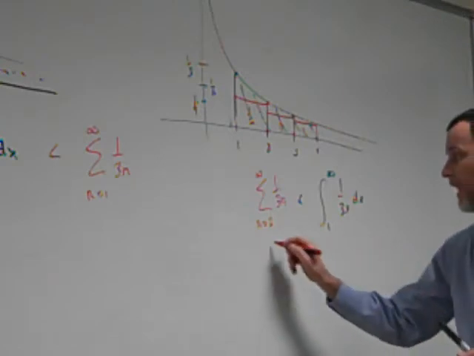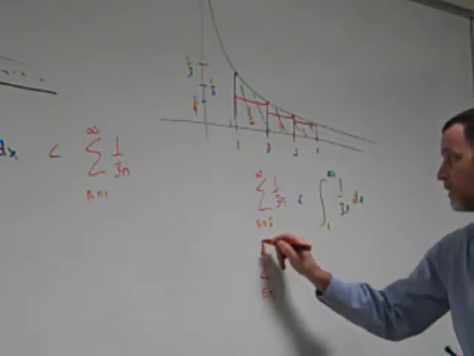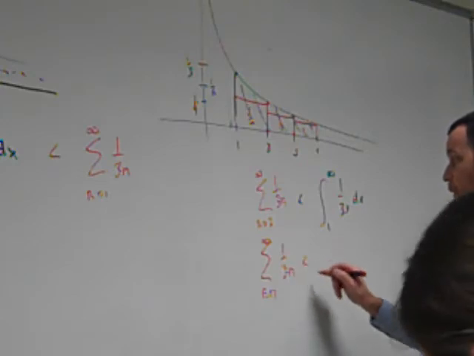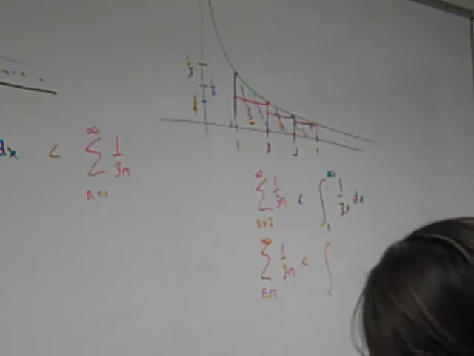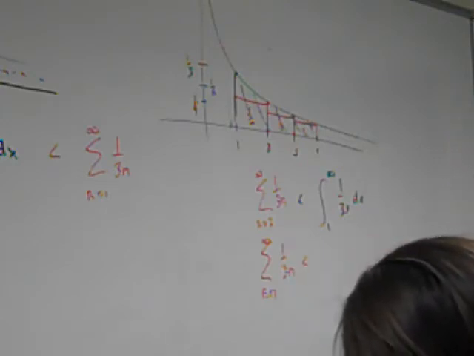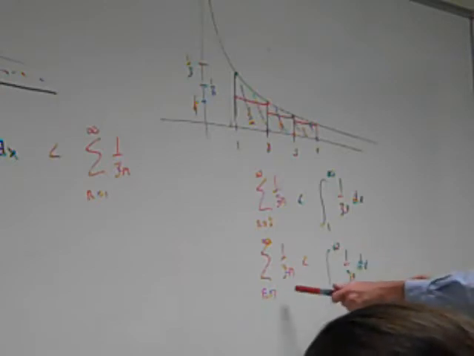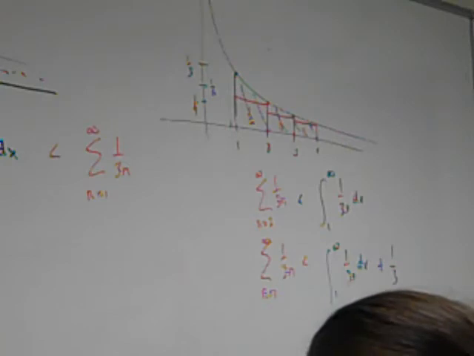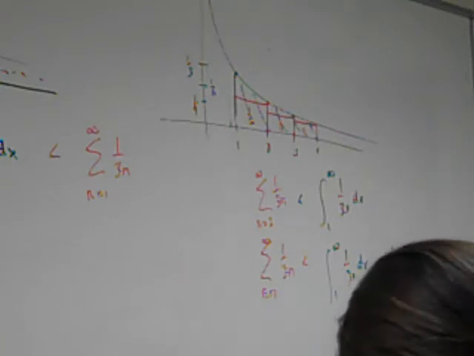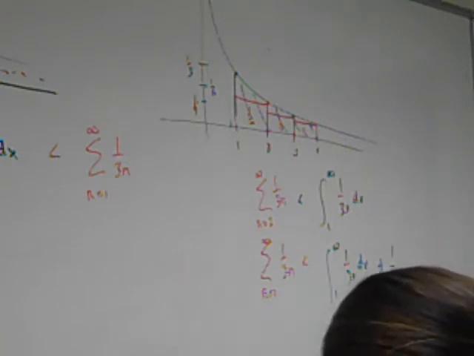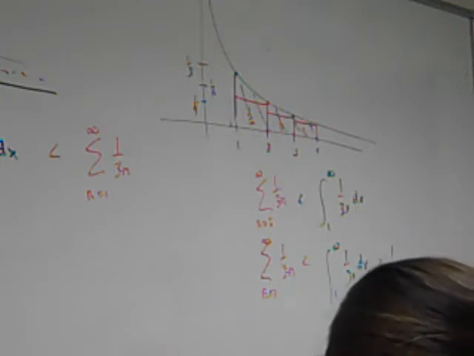If I added the first one back, this one would say the sum from n equals 1 to infinity of 1 over 3n would be less than the integral from 1 to infinity of 1 over 3x dx. But I added that to that one, so I better add it to this side, right? Okay, so let's see what we've got here.